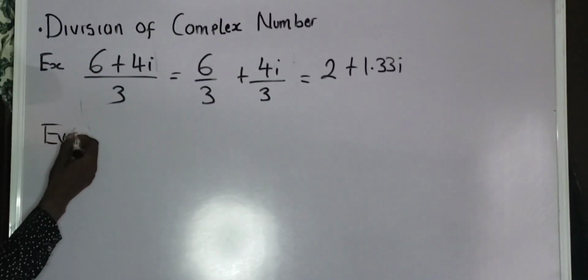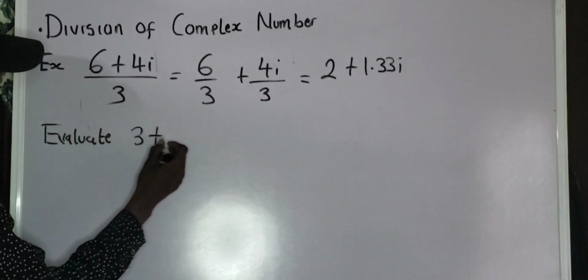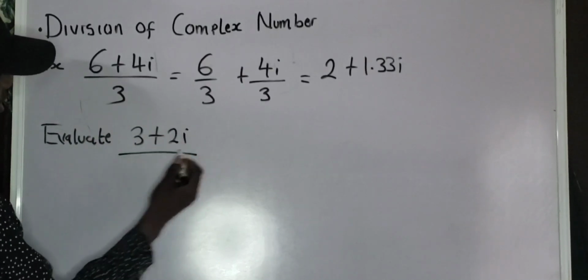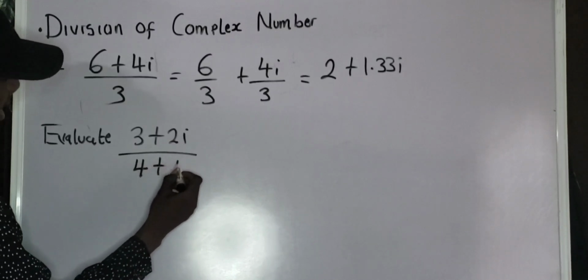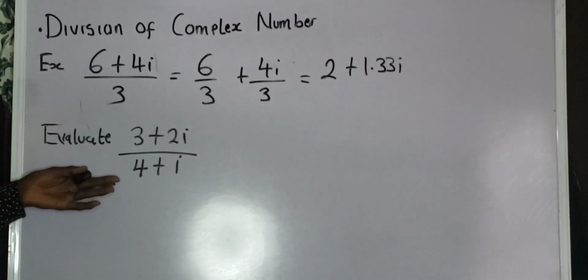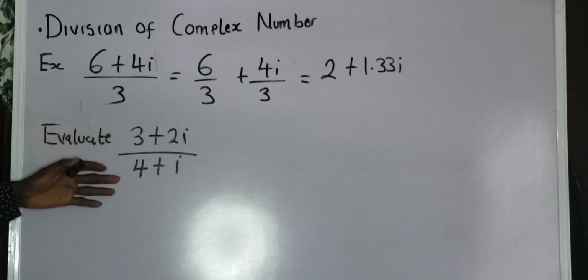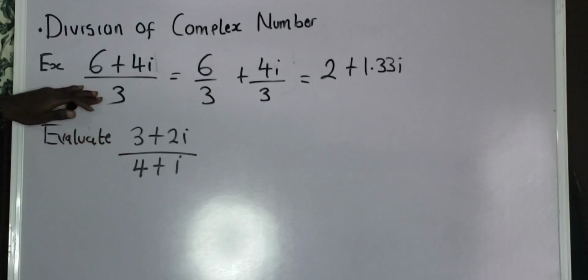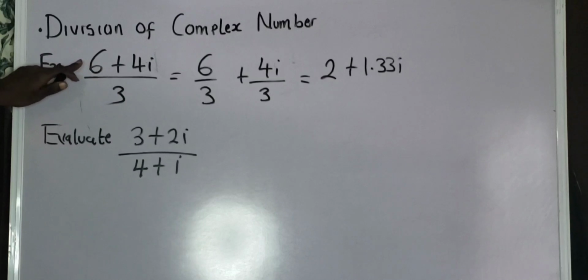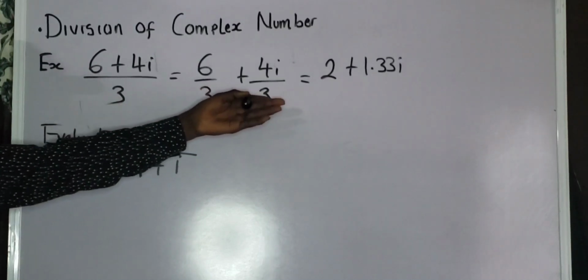So what if we are given a typical question like this? Evaluate (3 plus 2i) all over (4 plus i). How do we go about this question? You can see that the numerator is a complex number. However, in this one, the denominator and the numerator are both complex numbers, but in the previous one only the numerator is a complex number. The denominator is a real number, so we can easily operate this.